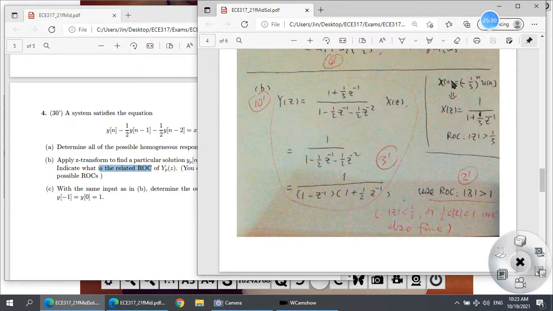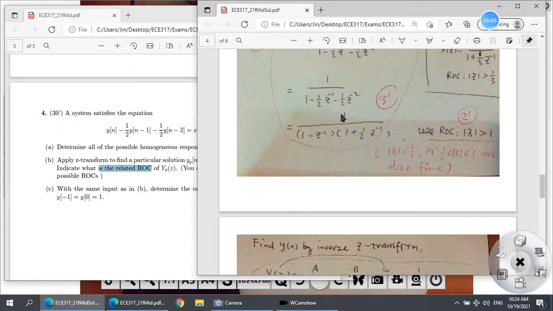And what is the ROC? For this X, the ROC is larger than 1/3. Okay, then you multiply them together. You see, this transfer function has the term 1 plus 1/3 times Z to the negative 1 in the numerator, and the capital X of Z has the same term in the denominator, so they can be cancelled, right? So after you multiply X with this transfer function, those terms are cancelled, and we only have 1 over this.